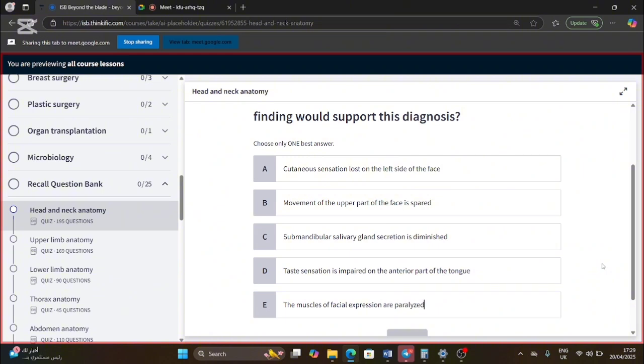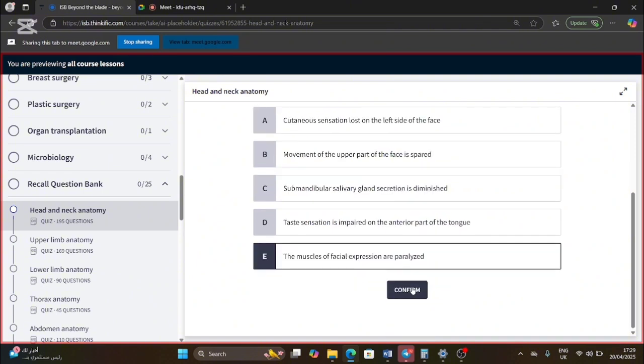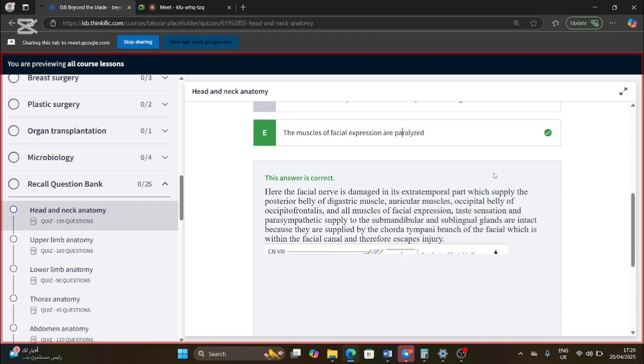This is a lower motor neuron lesion of the facial nerve, and movement of the upper part of the face is affected. Interesting. Okay, E, the muscles of facial expression are paralyzed. Yes, so that's the correct answer.